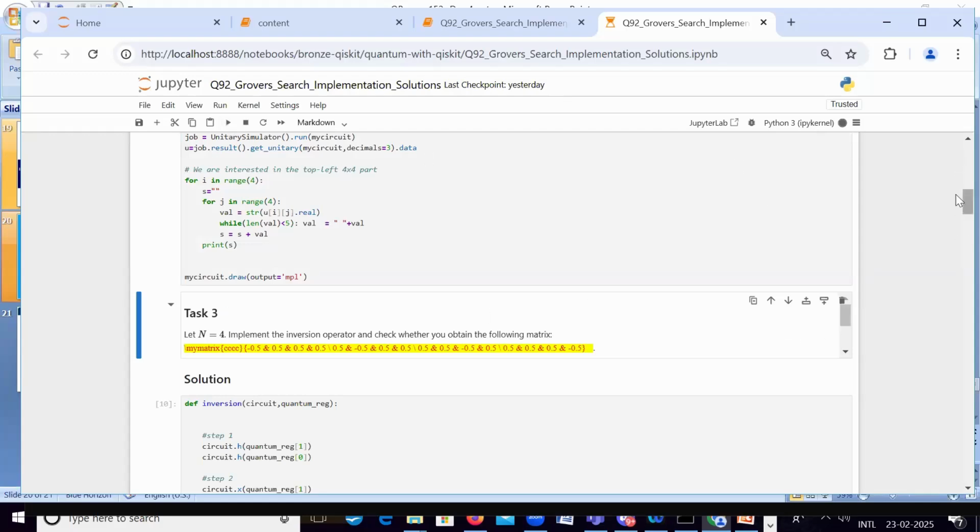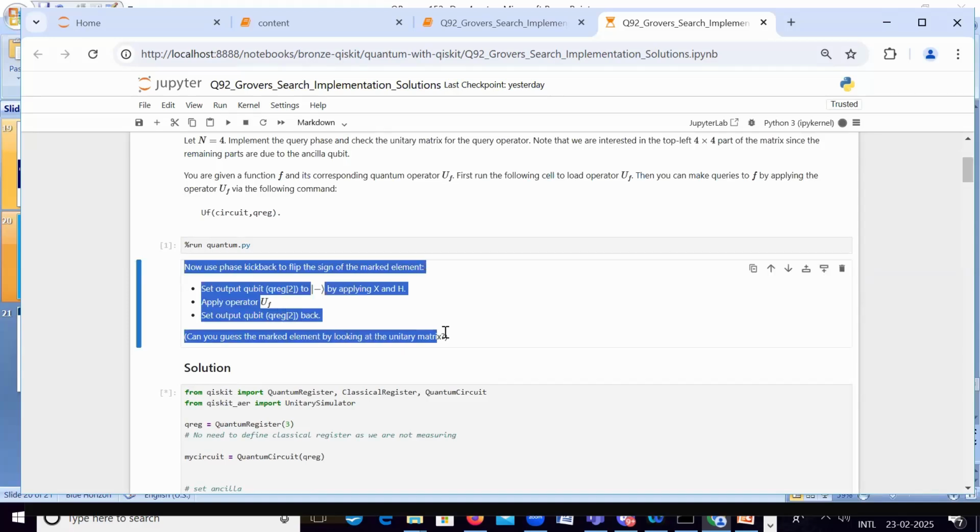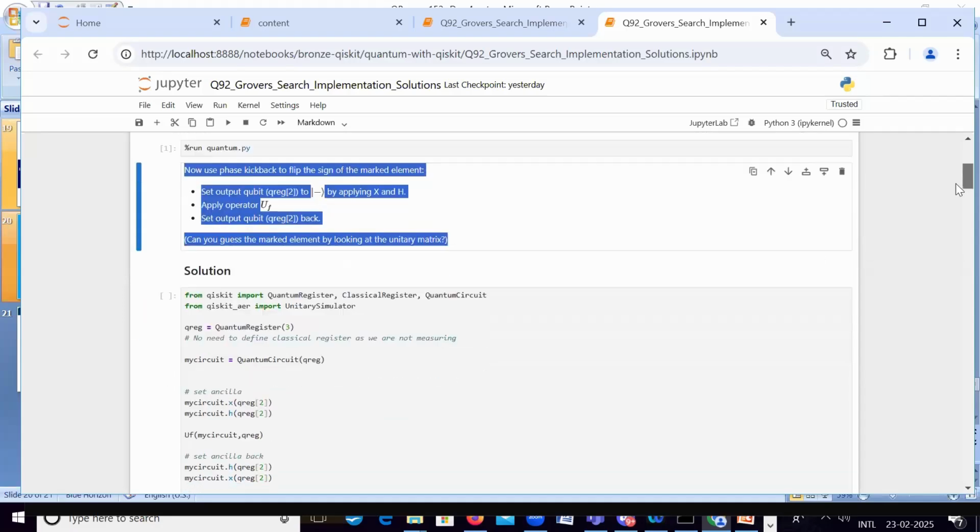In running that or any task, always check the statement given above. So this is the good practice in going through the different notebooks. Simply check this one. Here, if you see at the very beginning, quite clearly given here, set the output qubit for the Q register to this one to get minus by applying the X and H gates. It is quite clearly given here, only how that can be done. Second one is apply operator UF, which is the Grover function here. Then again sending back by calling the same operators.